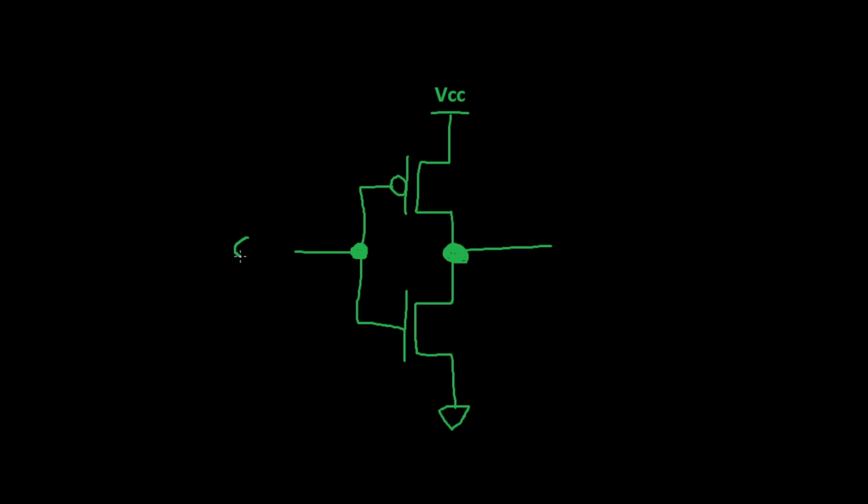In the case where the input is 0 volts, then VGS for the NFET is 0, and VSG for the PFET is VCC. So the PFET is turned on, the NFET is turned off. That means the output is going to be VCC. When the input is biased to VCC, the NFET is turned on because VGS is VCC, and the PFET is biased off because the VSG is 0 volts. That means that the output is going to be 0.